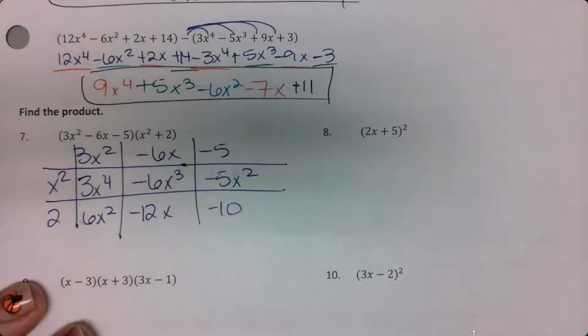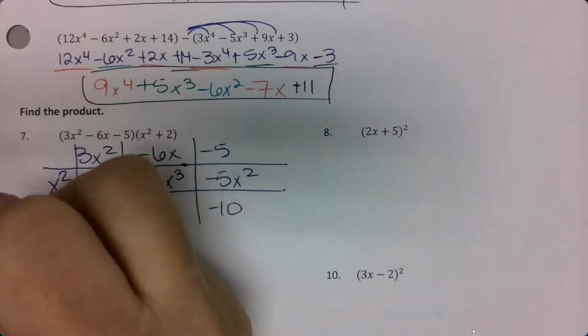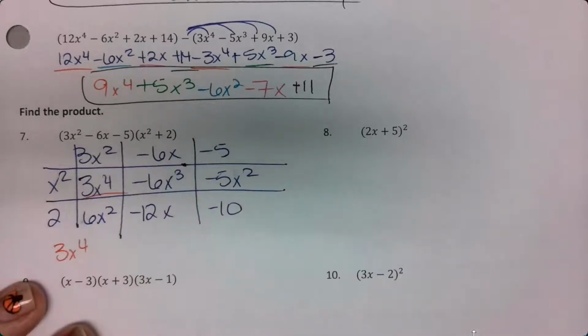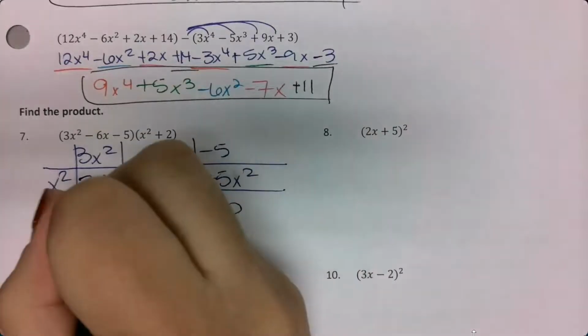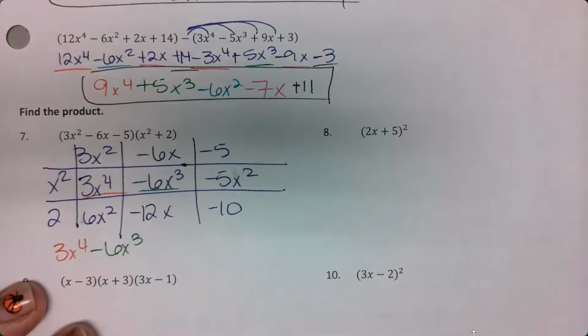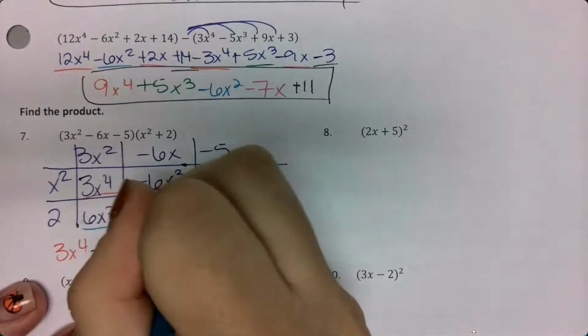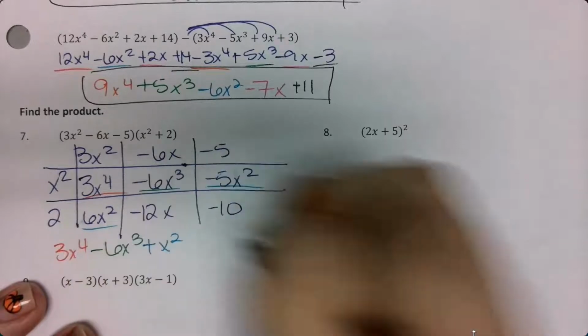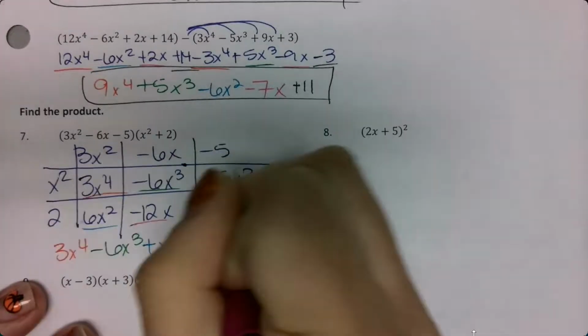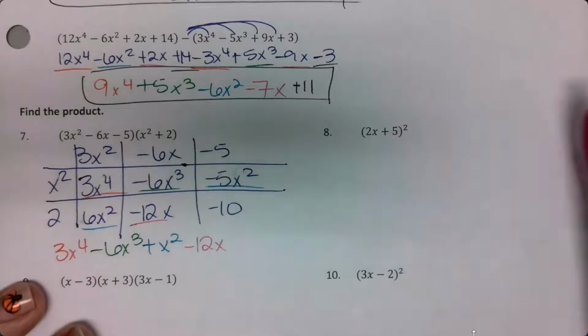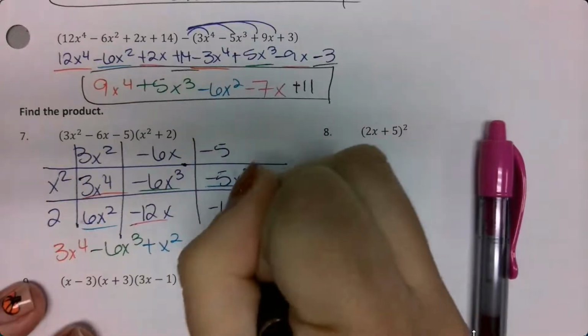Then I want to go ahead and combine my terms. I only have 1x to the 4th. I only have 1x cubed. I have a -5x squared and a 6x squared, so that's going to turn into a 1x squared, or just x squared. I have a negative 12x, and then I have the minus 10 at the end.